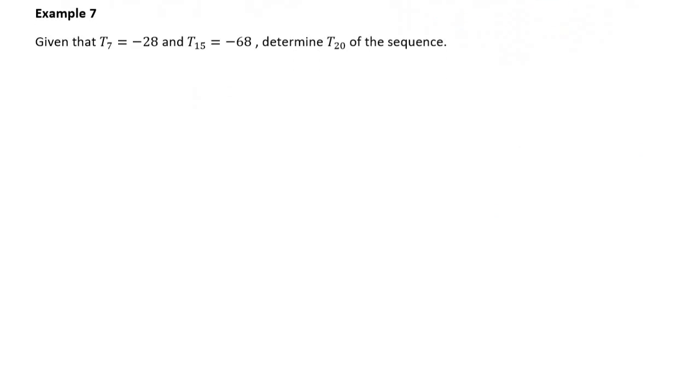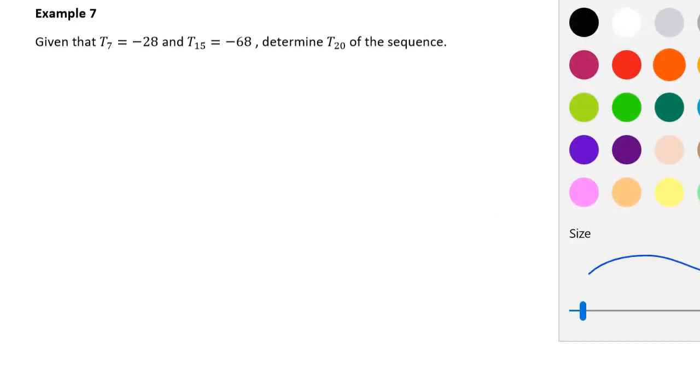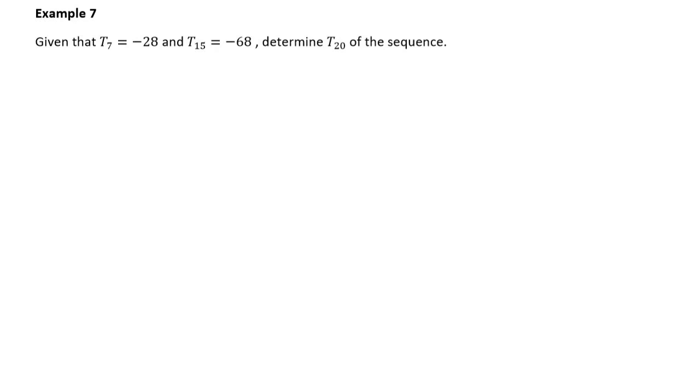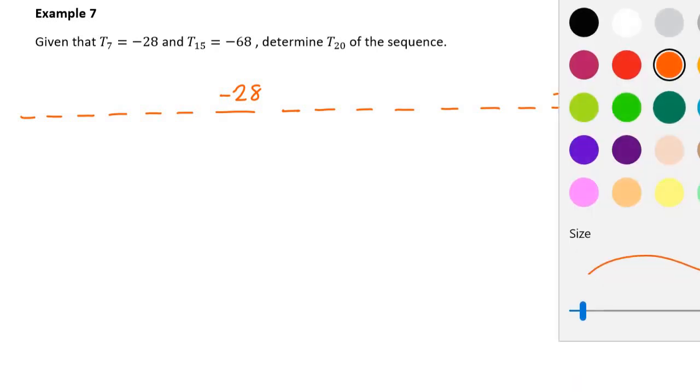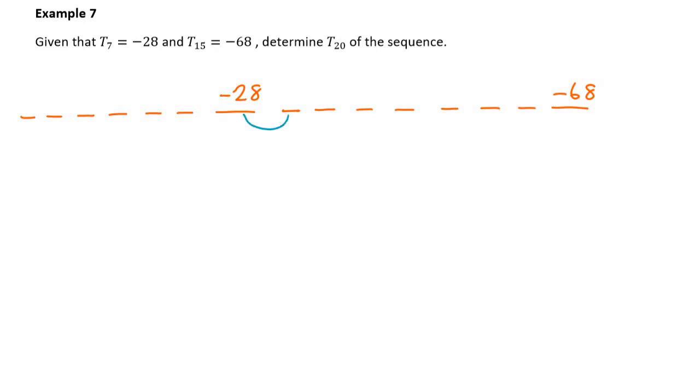Right, let's try another one similar to that. Given that T7 is equal to negative 28 and T15 is negative 68, determine T20. So same type of idea. So there's term 1, 2, 3, 4, 5, 6, 7. So this is minus 28. 8, 9, 10, 11, 12, 13, 14, 15 is negative 68. So how many times would I have to add a d? 1, 2, 3, 4, 5, 6, 7, 8. There are 8 differences between these two terms.